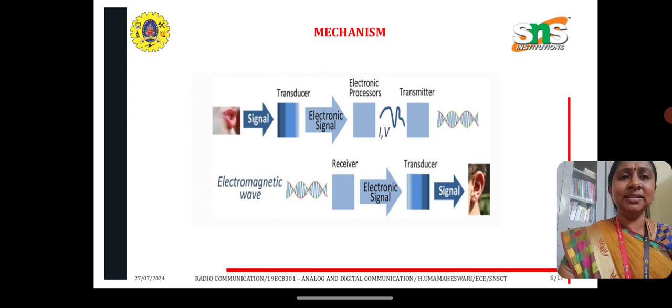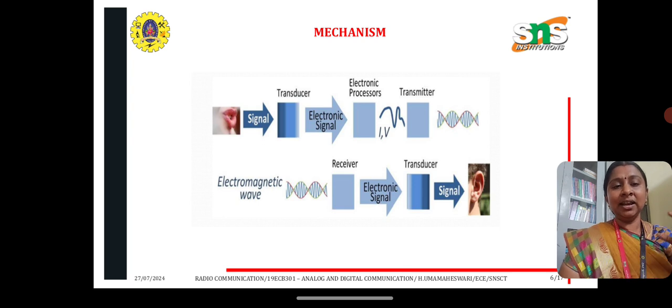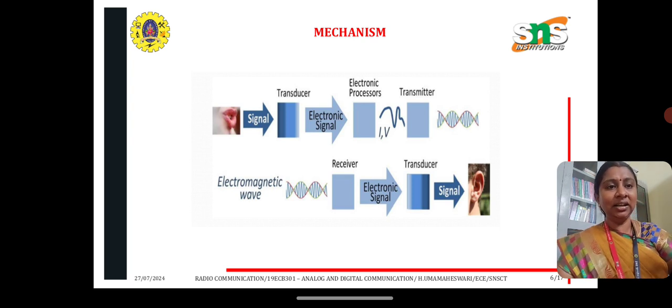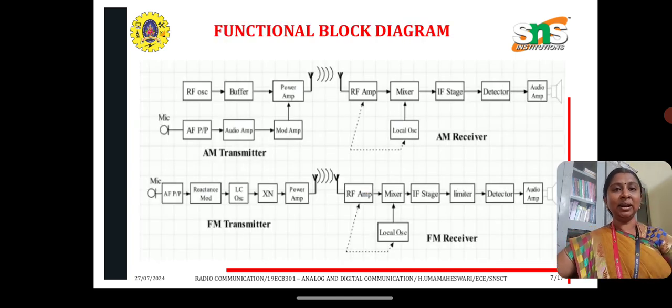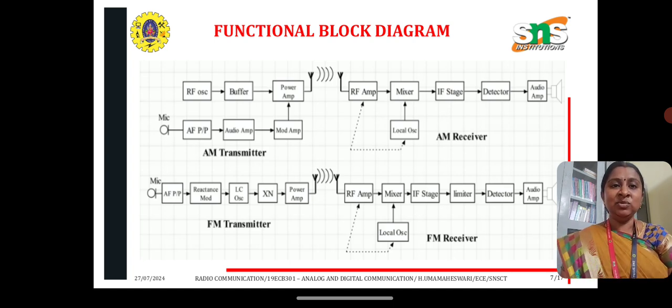This is the mechanism where the signal goes to the first transducer, which gives the electrical signal to the transmitter. Then the electromagnetic waves are received by the receiver, given to the transducer, and finally we get the signal. This is the functional block diagram of the AM transmitter and the receiver.